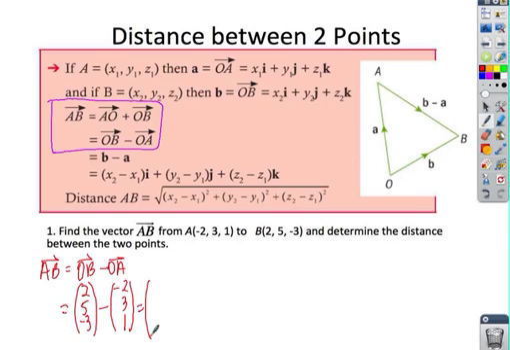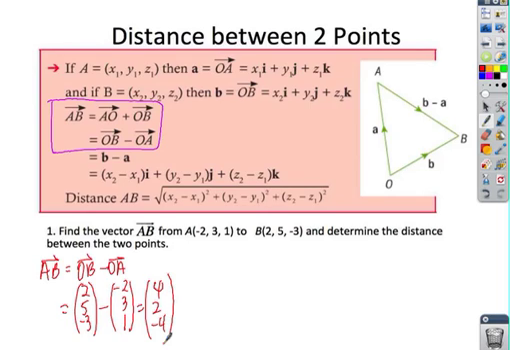And subtracting those, we get 2 minus -2, which is 4. 5 minus 3 is 2. -3 minus 1 is -4. So those are the components of vector AB. Again, what that tells you is that's how you would move to go from A to B: 4 to the right, 2 up, -4, I guess, into the board in the 3rd dimension.